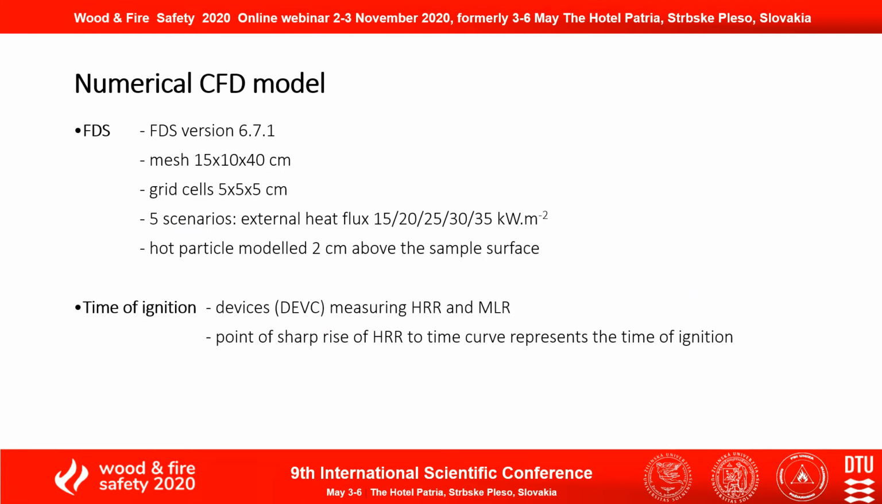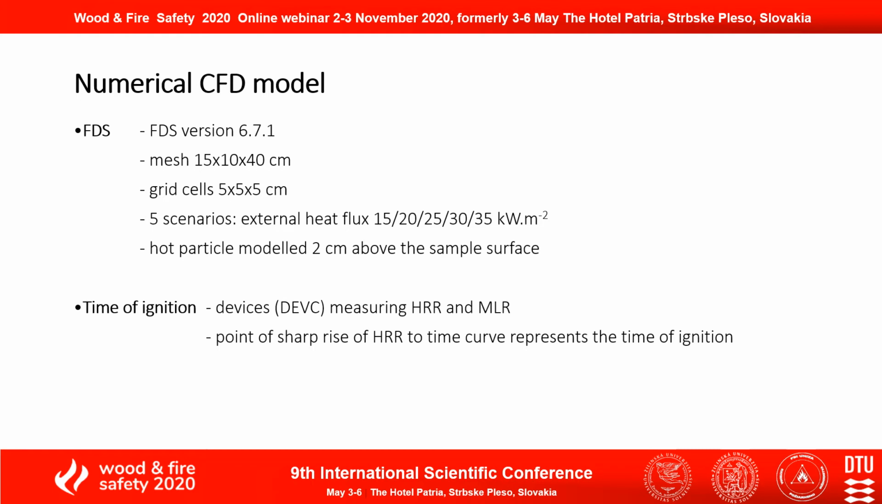The created mesh measurements are 15 by 10 by 40 cm, which is divided into 5 by 5 by 5 cm numerical grid cells. The cone calorimetry heat flux is defined as external heat flux in the surface input data. To represent real experiment conditions, a hot particle was modeled 2 cm above the sample surface to simulate the cone calorimetry igniter. Overall, 5 scenarios were created with a variety of external heat flux according to the carried out experiment.